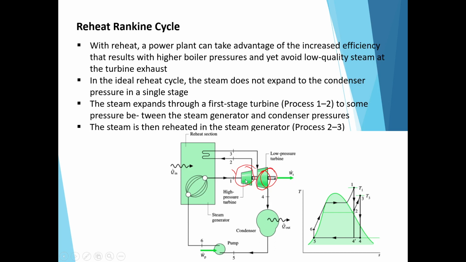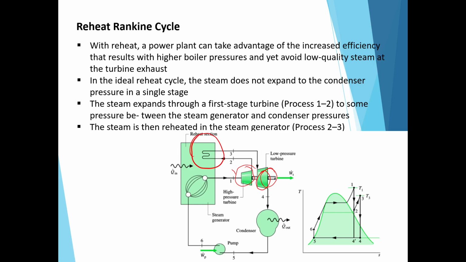You have two sections. Sometimes you have three sections: a high pressure turbine, then an intermediate pressure turbine, and a low pressure turbine, right. For simplicity, we consider only two sections, the high pressure section and the low pressure section, right. In between we have the reheating action here, right. So that's the difference in the Rankine cycle.